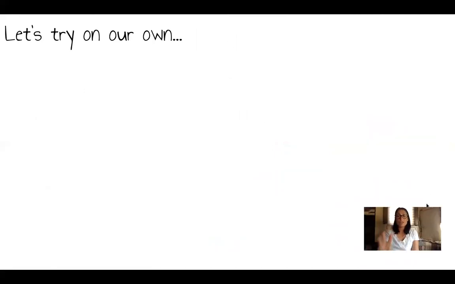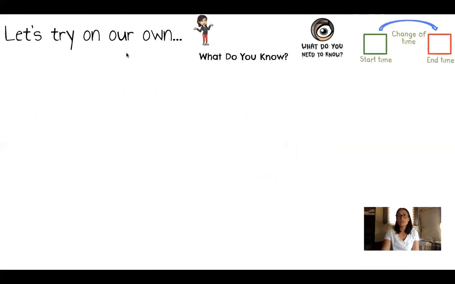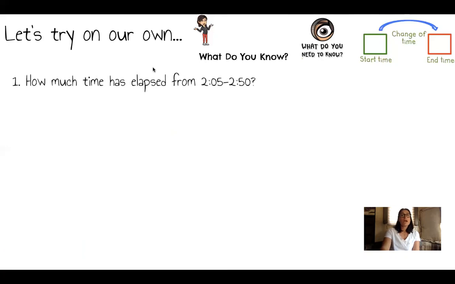Ooh, and I made number 3 a challenge, so all my above and beyonders, make sure you try it, okay? Before we start the questions, remember, use what do you know, use what do you need to know, and use this really cool diagram to help you. And don't forget to use your number line, okay? First question, how much time has elapsed from 2:05 to 2:50? I want to see your work. So that piece of paper that you got earlier, this is what it's there for. So put number 1 and start showing me your work.